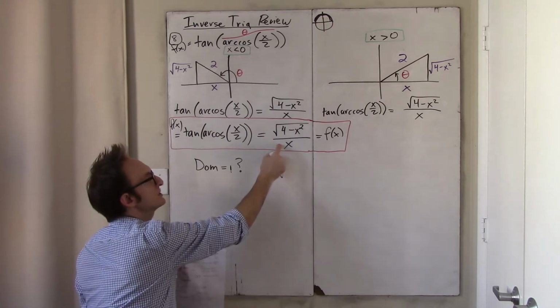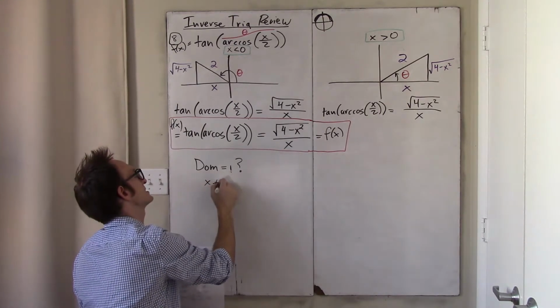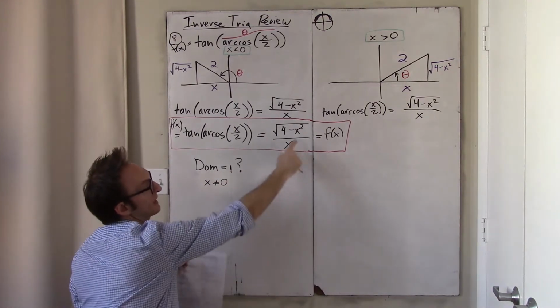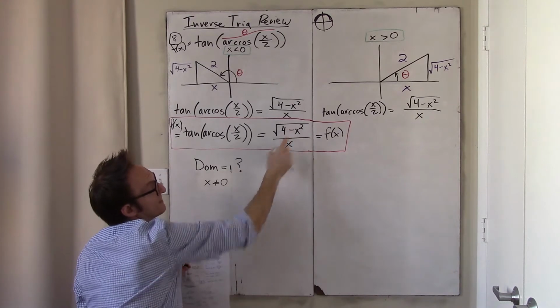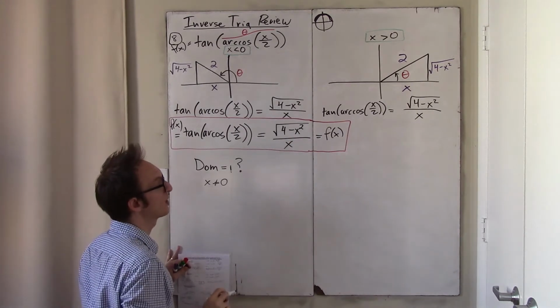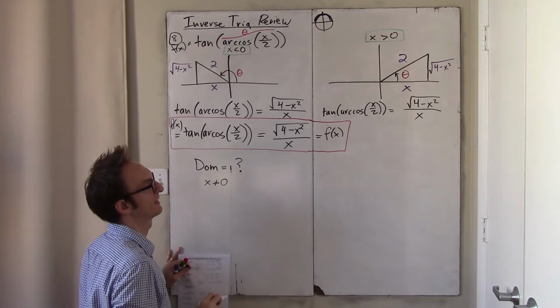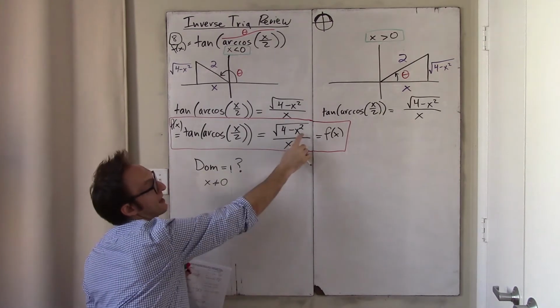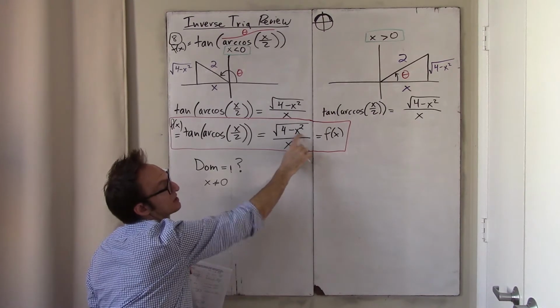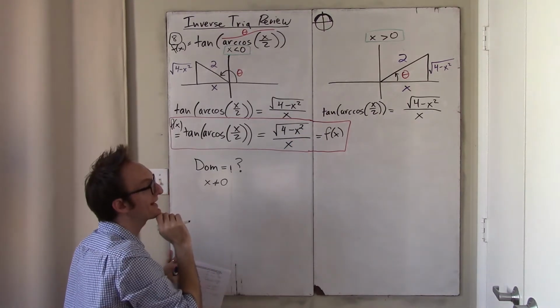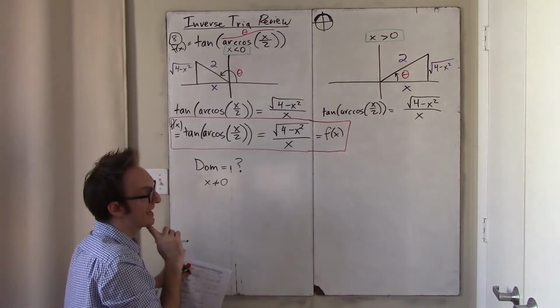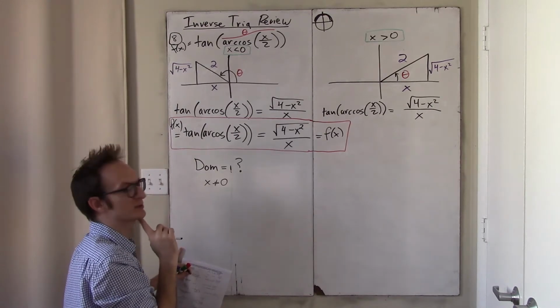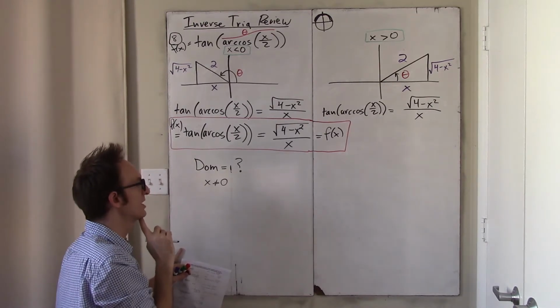What's one thing I noticed? Well, the bottom can't be 0. That's just a fact. What's another thing I noticed? Well, I can't take the square root of a negative number, so I need x to be not that big. If x is like 1 or whatever, that's okay. If x is 3, that's bad. So x can't be bigger than 2, and it also can't be less than negative 2.